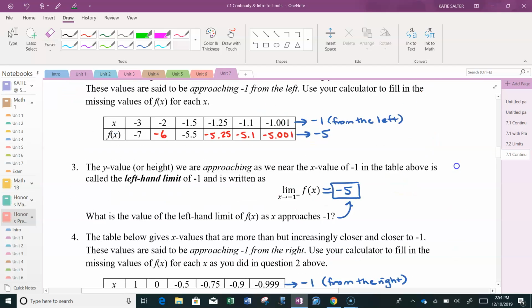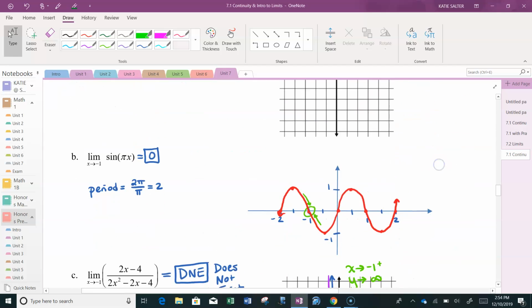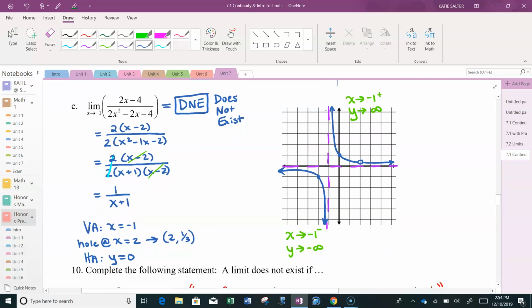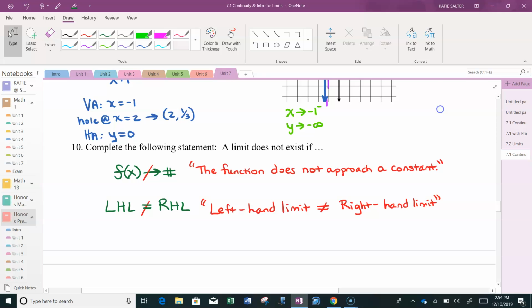However, a limit will not exist if you have a vertical asymptote at the x value where you're trying to find the limit, or if it jumps. So in other words, if you're trying to find a limit where the function is discontinuous and it is a non-removable discontinuity, the limit will not exist.